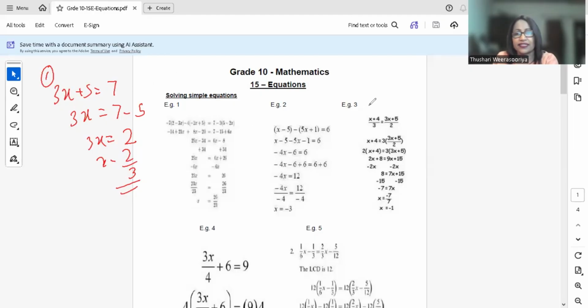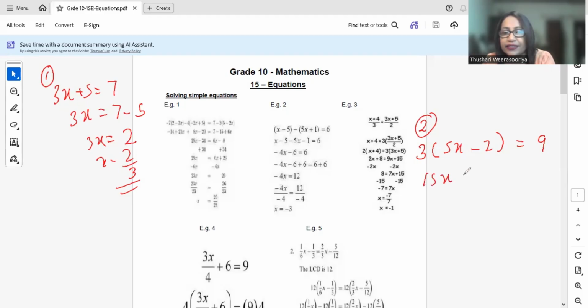When it comes to the brackets, I'll get the second example. Sometimes equation you get in brackets. 3 times bracket 5x minus 2 equals, we'll say 9, right? You get brackets. Then you remove the brackets. That's the first step. 3 times 5x, 15x. 3 times minus 2, minus 6, equals 9. Then 15x equals 9. Subtraction will become addition. That is plus 9, plus 6.